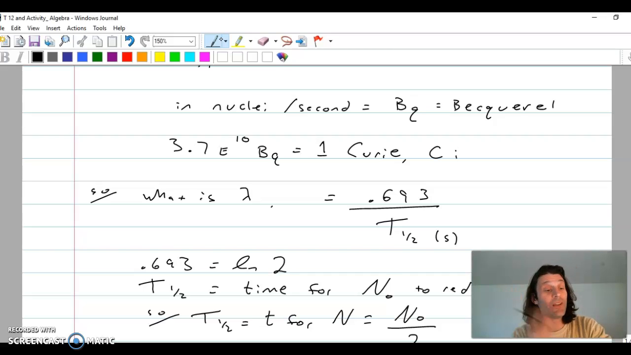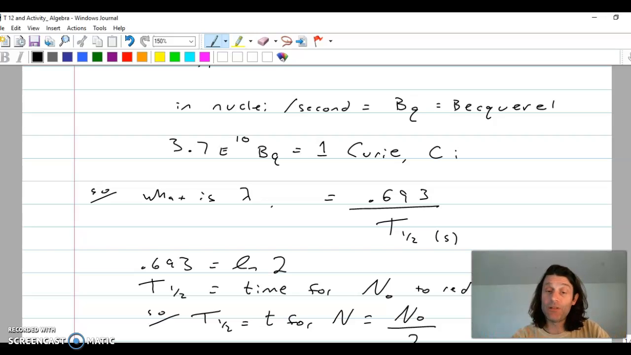Now, what is lambda? Lambda is a calculatable number. Again, every element has its own lambda. Every isotope has its own lambda. It's just 0.693 divided by the half-life of that particular isotope in seconds. Now, 0.693, I'm sure you all recognize as the natural log of 2. So for this set of notes, you can just call it that, 0.693, or the natural log of 2, whichever.